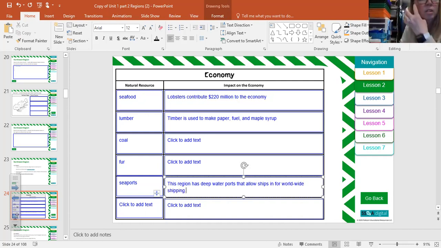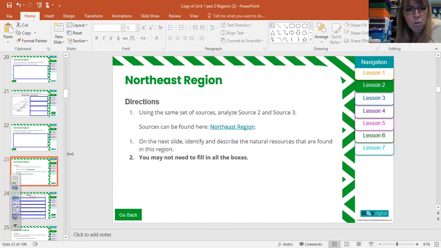Okay, in other words, it's great for shipping because those ports are so deep, you can get in really big boats, which is wonderful for shipping. You don't have to worry about bringing in a smaller boat and then transferring to a bigger boat. It's great for shipping, ready-made. Okay, so these two will be the only two that you have to work on. And on this page, I will put your source 2 and 3. Okay, guys?